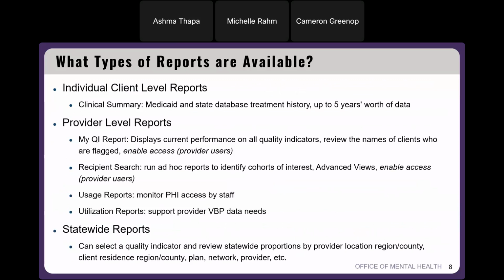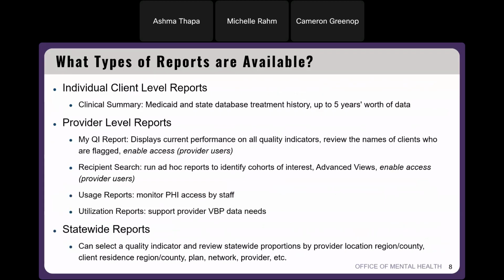So all of this data we've covered so far is available in different types of reports in Psyches. So we have our individual client level reports, and those are our clinical summaries. Those include Medicaid and state database treatment history and provide up to 5 years worth of data.